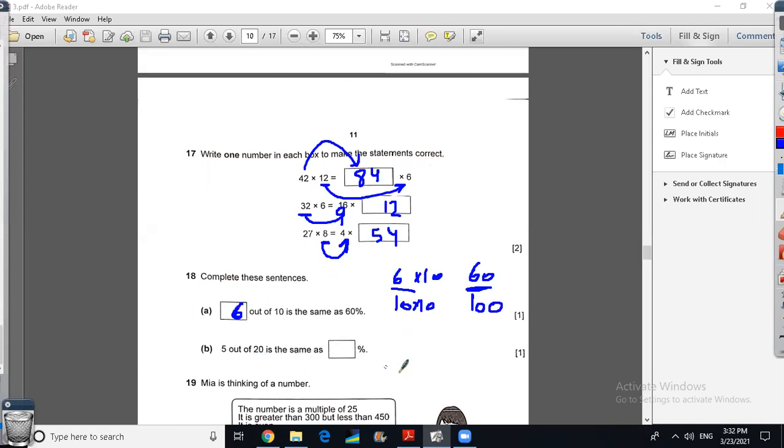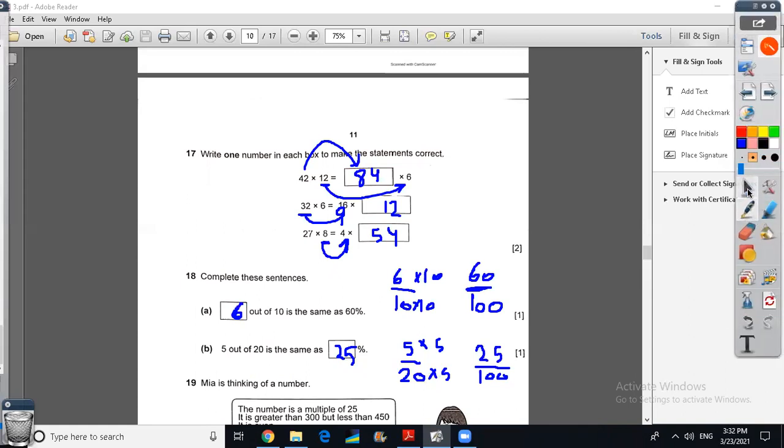5 out of 20 is the same as what? We remember this. You said now that the denominator must be 100. Yes. So we're going to multiply this by 5, and also the numerator will multiply by 5, which is going to give us 25 over 100, which is 25%. Exactly. So remember, guys, from these two questions that the denominator must be 100 to be able to convert this into a percentage. Let's continue.